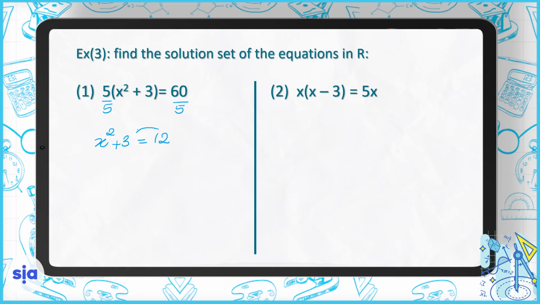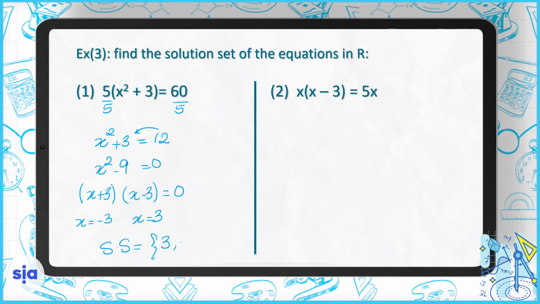If you move the 12 inside here, you will see that x² minus 9 equals 0. So (x plus 3) times (x minus 3) is equal to 0 by factorization. So x equals negative 3 or x equals positive 3. So the solution set here is positive or negative 3, that is 3 and negative 3.